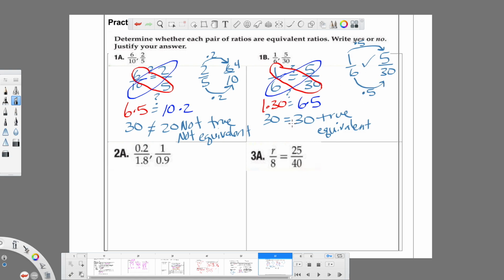So again, either method, it doesn't really matter which one you use to check equivalent ratios, but this is definitely what we're going to use in the future. We're going to use proportions because we're going to be given proportions to solve. So that's why I'm kind of practicing both there.